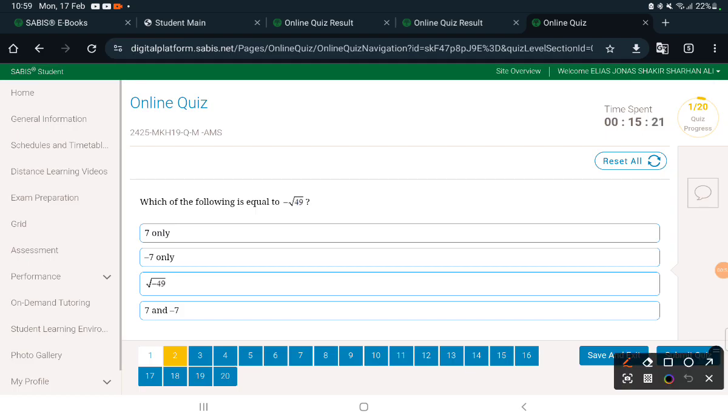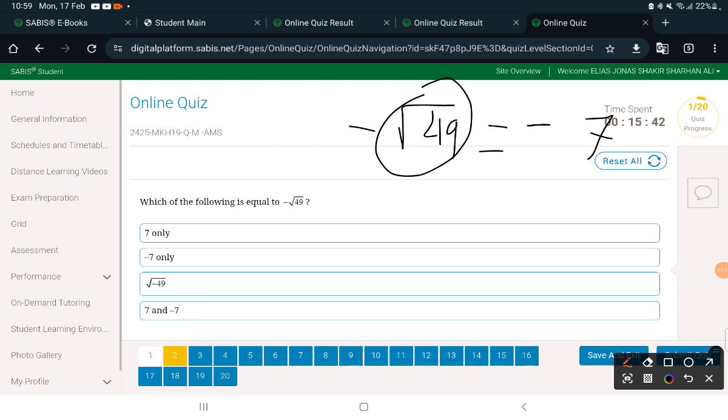Alright, here we have negative radical, and inside the radical is 49. Focus on what's inside the radical. So we have radical 49 first of all. Radical 49 is 7. So we have negative, and then we just distribute the negative into the answer, which is going to be negative 7. So the only answer is negative 7.